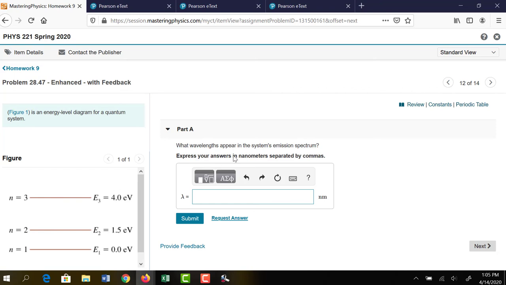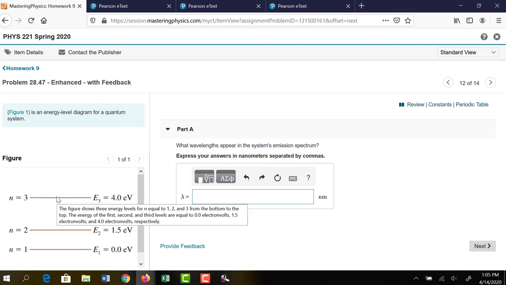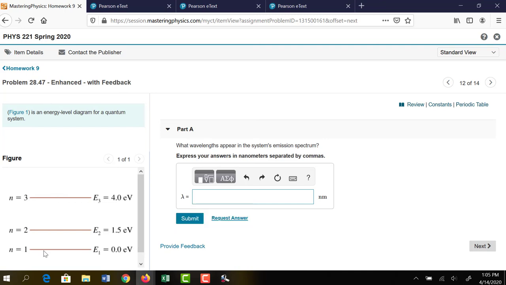Now the emission spectrum works in reverse. So if you're an electron up here, you could drop from 3 all the way down to 1. You could drop from 3 only down to 2, or you could drop from 2 down to 1. Those are those discrete steps. So there's going to be 3 wavelengths in the emission spectrum. Just to recap though, I can go from 3 to 1, I can go from 3 to 2, or I can go from 2 to 1. So there's going to be 3 wavelengths in the emission spectrum.